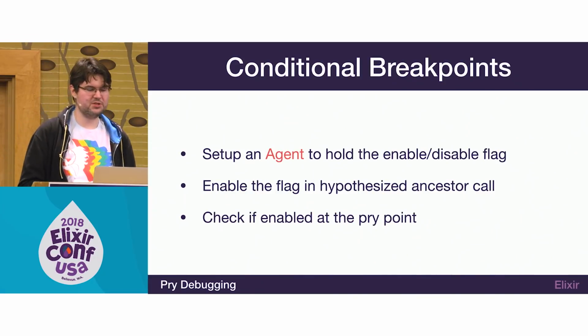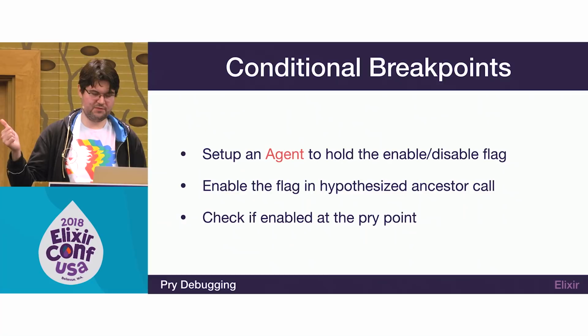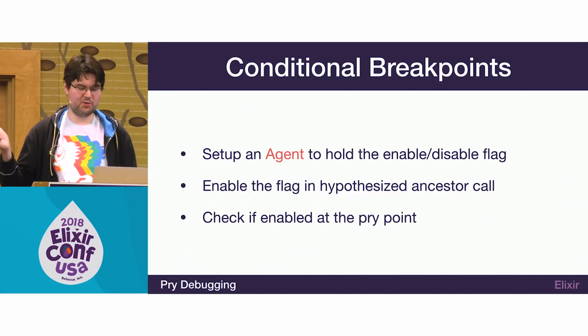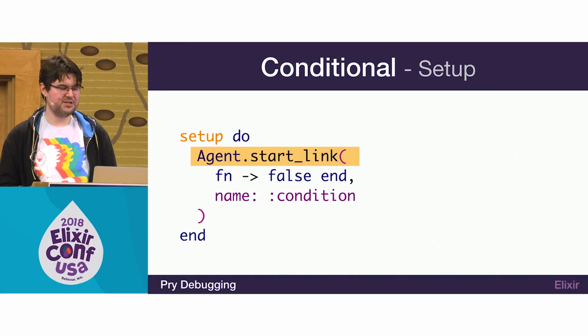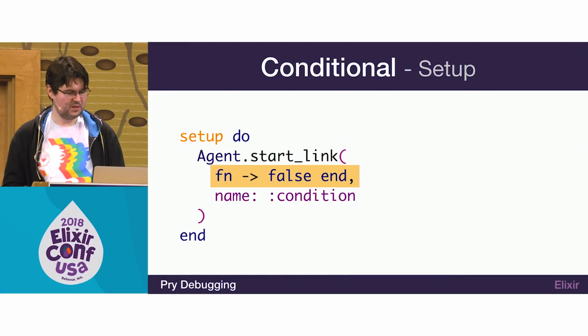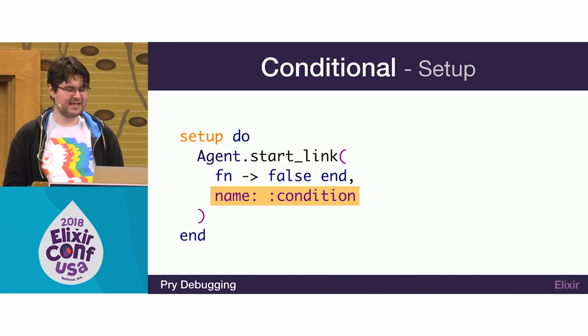To manually do conditional breakpoints, we need to set up an Agent to hold the flag, toggle the flag around the call, and check if the flag is on at the point we're going to pry. In a setup block, we're going to call Agent.start_link. We'll start with the breakpoint disabled and give the agent an arbitrary name so that we can access its state in both the trigger and breakpoint location.